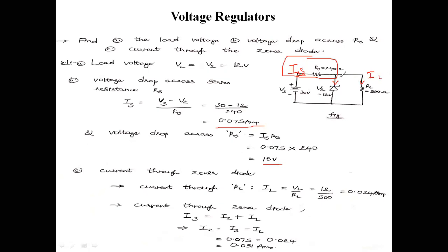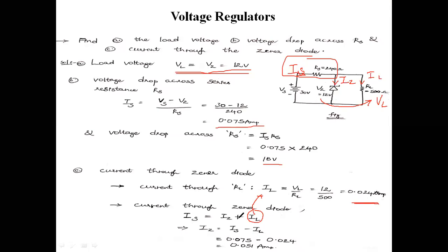For that sake, we need to calculate the total current from the source current. Is is equal to Iz plus IL. That implies Iz is equal to Is minus IL. In order to find this IL, we know the formula: IL is equal to VL by RL. In the parallel format of the circuit, the Zener voltage is equal to the load voltage. The same voltage is going to be obtained. Load voltage VL is equal to VZ is equal to 12 volts. Therefore, by substituting VL is 12 and RL is 500, I can obtain the load current here.